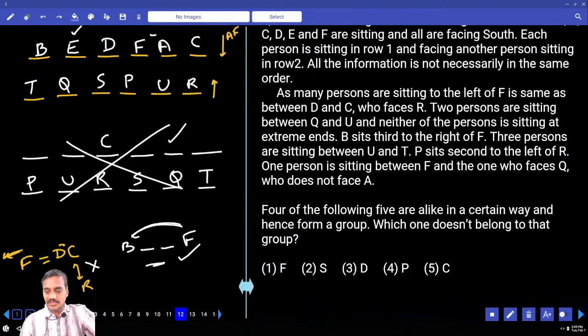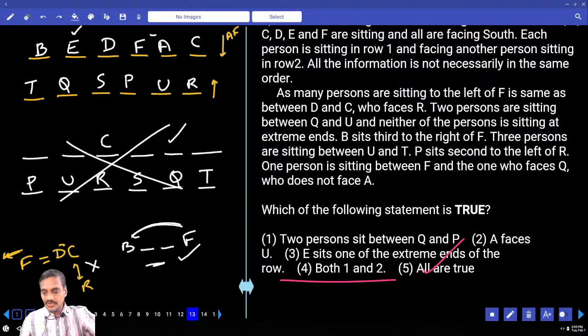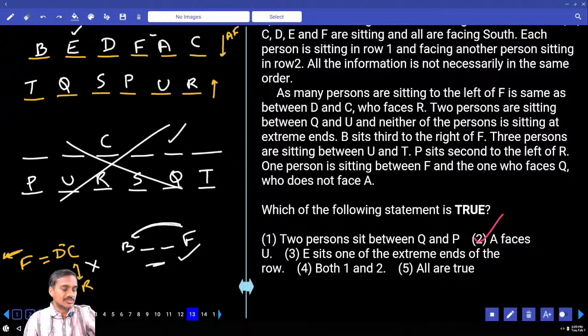And 4 out of the following, means odd one out. F, S, D, P and C. F, S, D, P and C. Except C, the remaining 4 persons are opposite to each other. Then next one, question number 13. Which of the following statements is true? 2 persons in between Q and P, is it true? No. And next one, A faces U. A faces U, definitely true, choice 2. Hence question number 13, it is choice 2.